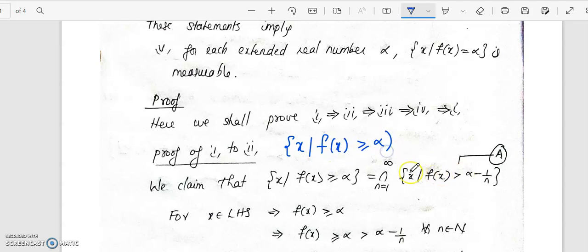Now we claim that this set is equal to intersection n equal to 1 to infinity, the set of all x such that f of x greater than alpha minus 1 by n. So the measurable ആണെന്നാണ് നമുക്ക് prove ചെയ്യേണ്ടത്. So we claim that this is equal to this. ഇനി നമ്മൾ ആദ്യം, so let me call this as equation A. I'm going to show that equation A holds. Okay. So equation A hold ചെയ്യുകയാണെങ്കിൽ അതിന്റെ പ്രത്യേകത ഇതാണ്.